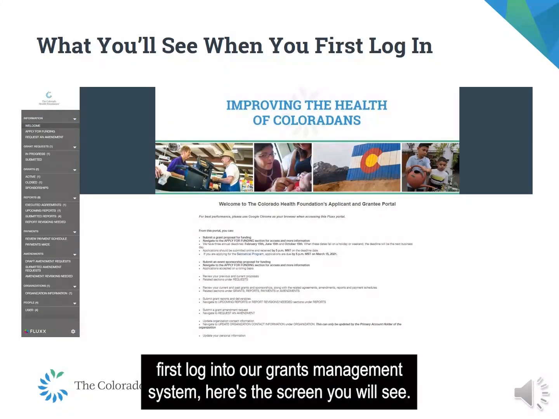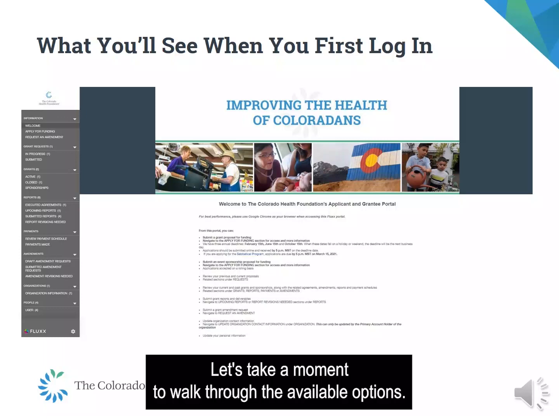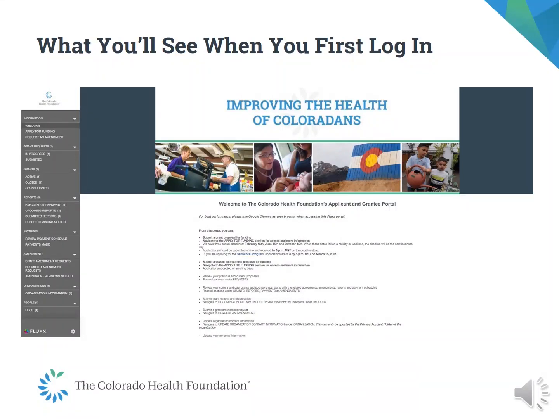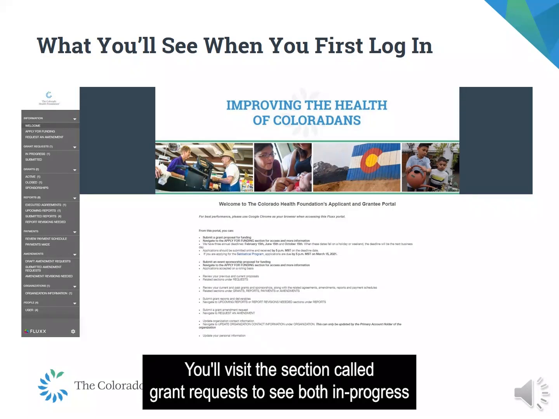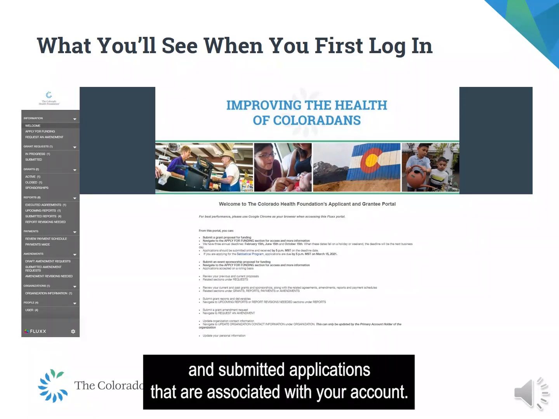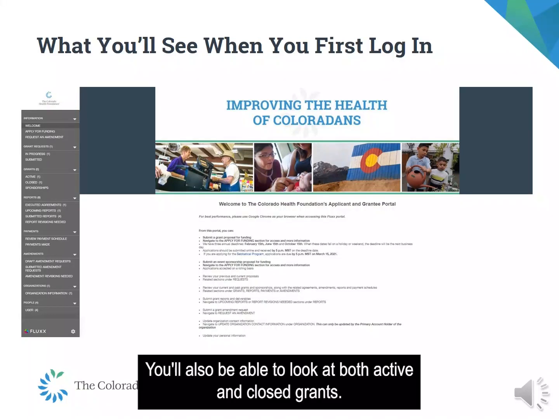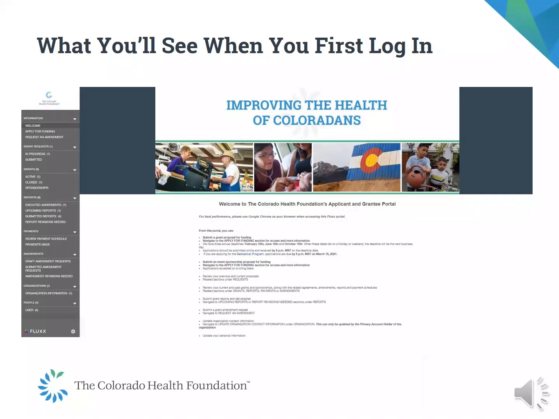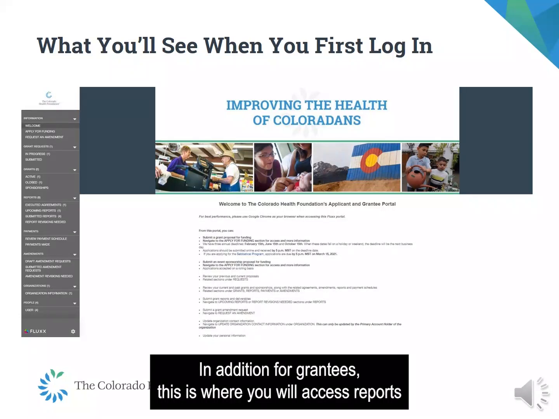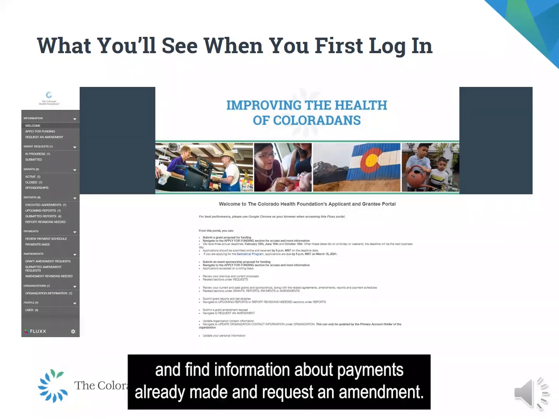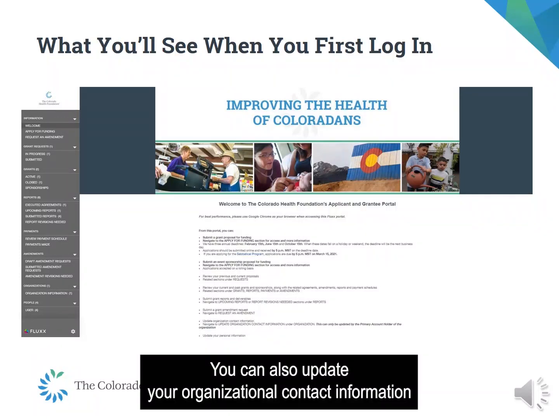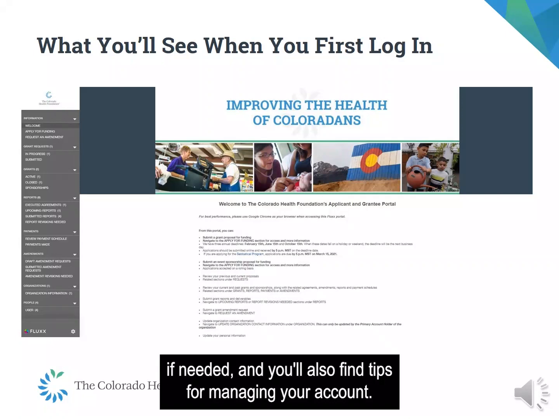When you first log into our grants management system, here is the screen you will see. Let's take a moment to walk through the available options. The left side of the screen provides a menu of options. Here you can find information about the application process. You'll visit the section called Grant Requests to see both in-progress and submitted applications that are associated with your account. You'll also be able to look at both active and closed grants. In addition, for grantees, this is where you will access reports that are due or have been submitted, review your payment schedule, and find information about payments already made, and request an amendment. You can also update your organizational contact information if needed, and you'll also find tips for managing your account.